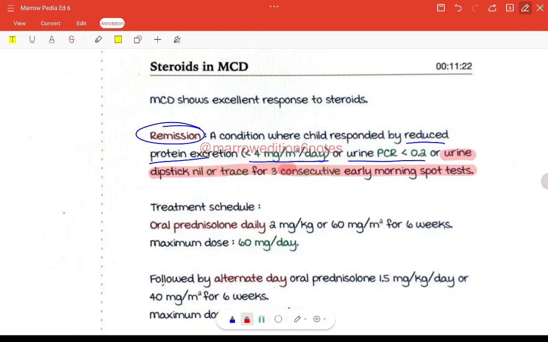Treatment schedule. Oral prednisolone is started at the dose of 2 mg per kg or 60 mg per meter square. This meter square dose by body surface area is considered slightly superior, for 6 weeks. Why so? Let's give you an example.